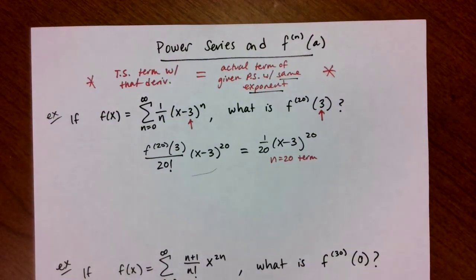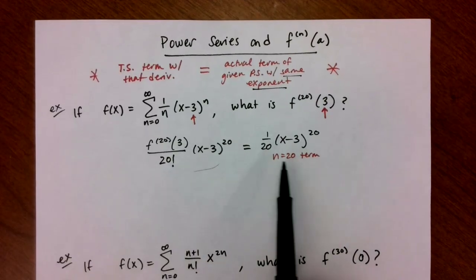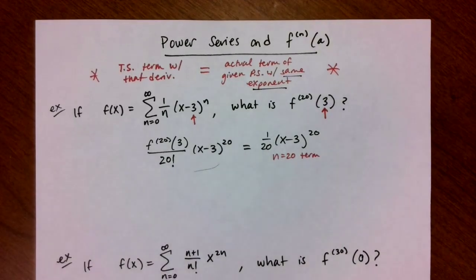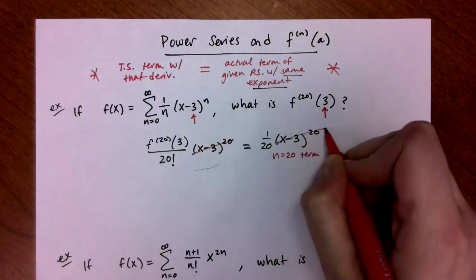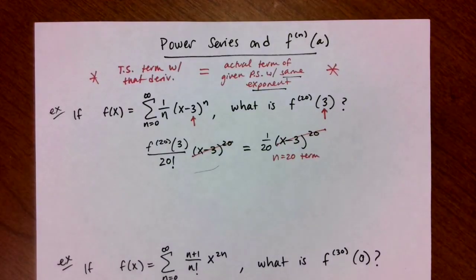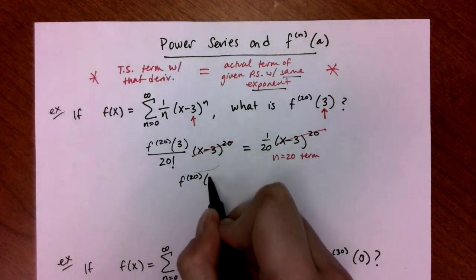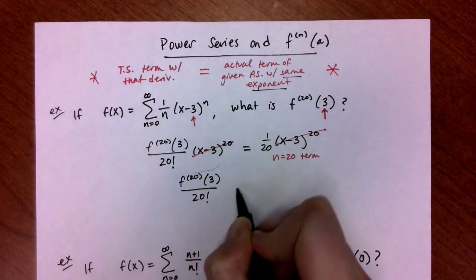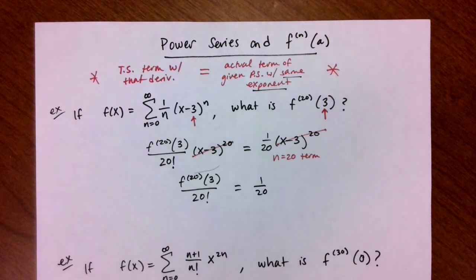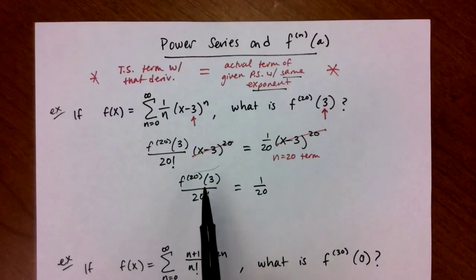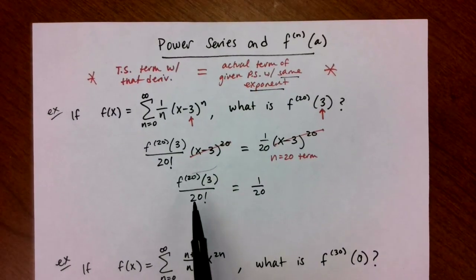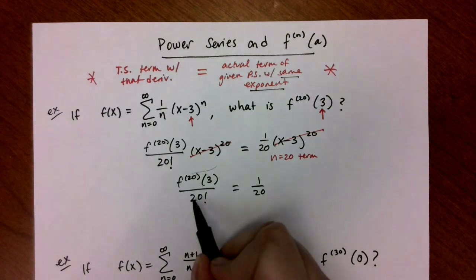Okay, so now that I have the theoretical term equal to the actual thing it's simplified into, I can drop the indicator. So the x minus 3 to the 20 can just go away. I needed those just to make sure I was comparing the right stuff, but since it's on both sides, it can get divided away. That leaves me with the 20th derivative of f at 3 over 20 factorial equals just 1 over 20. And solving for the 20th derivative is just one algebra step. Just multiply this 20 factorial over.